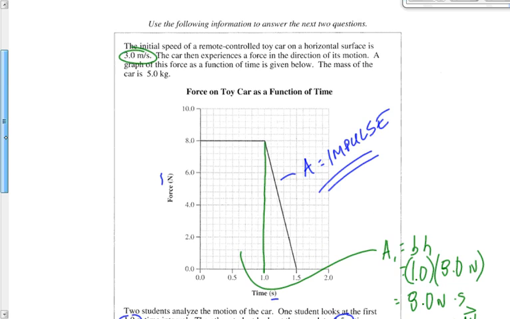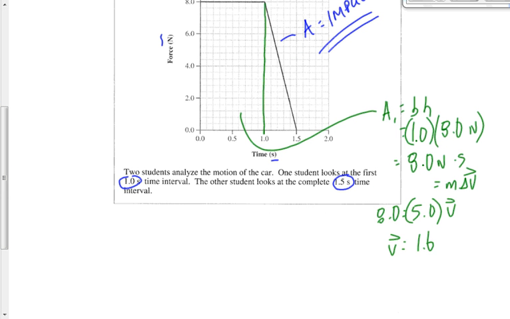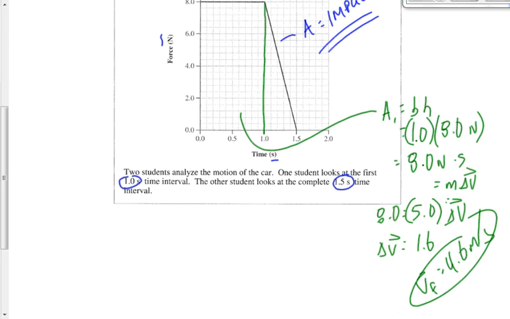It's not m times v, that's momentum. Impulse is m times delta v, right? So we're going to say 8 is equal to 5 times delta v. We're going to say delta v is 1.6. And if it starts at 3 meters per second, then it's going to end up at 4.6 meters per second, which means our answer for this one is B.